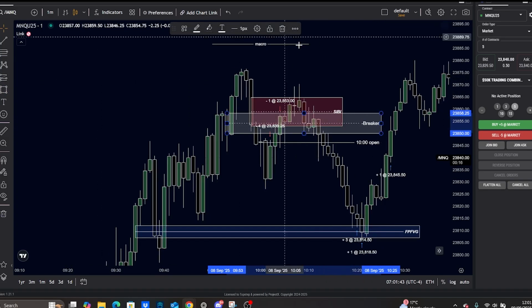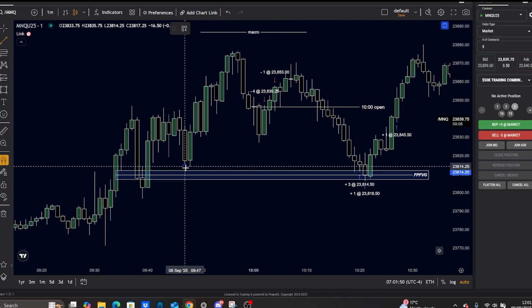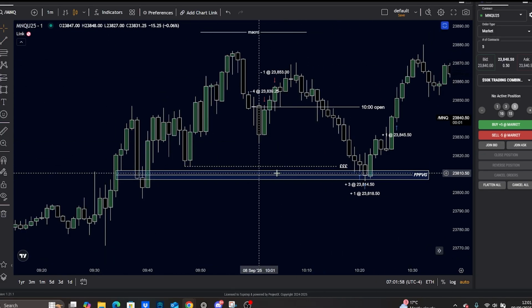That's essentially what I use to go short, and my targets were pretty simple, right? So these relatively equal lows here. Then we got the first presentation fair value gap.